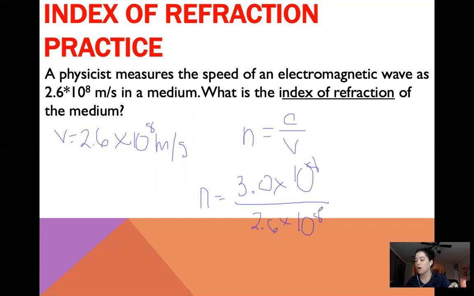And I'm getting 1.15 as our index of refraction. There are no units on index of refraction, so we are actually completely done just like that. Remember to round to 3 sig figs with all of your answer choices.